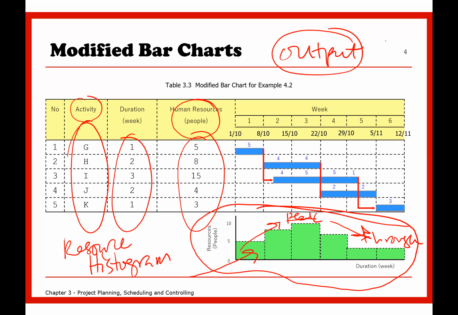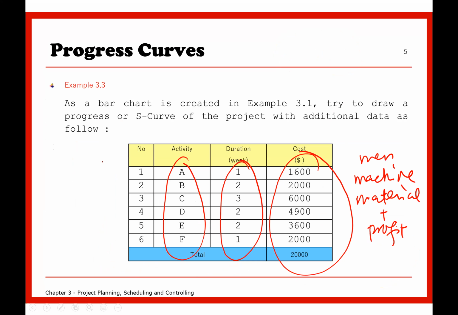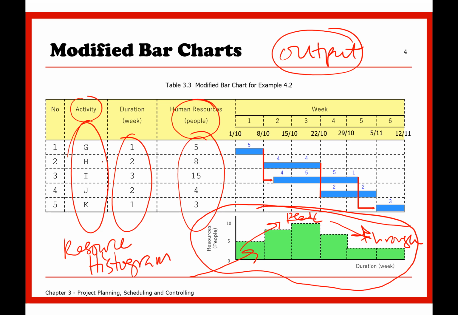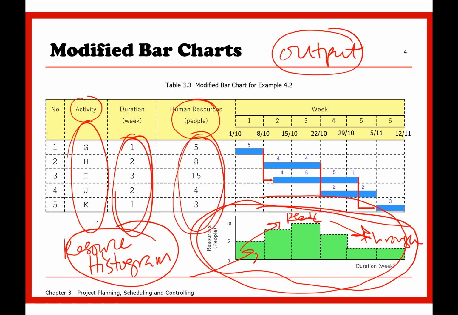You notice that the activities, basically the list of activities, is the one that we are going to do. The contractor is the one that will come up with the list of activities, and then duration, and then resources. When you calculate the resources, then you are going to generate the so-called resource histogram.